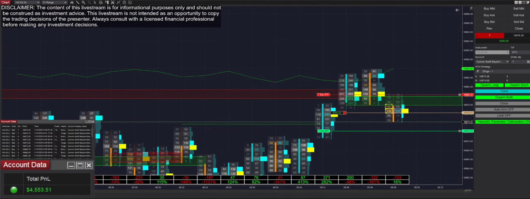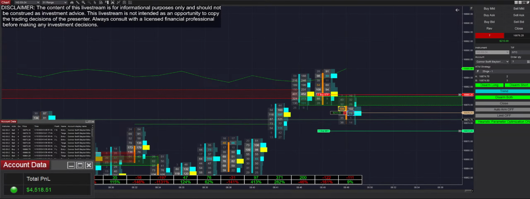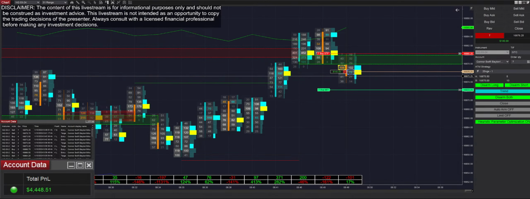Just got filled short here. It's nice getting a few trend trades that worked out.